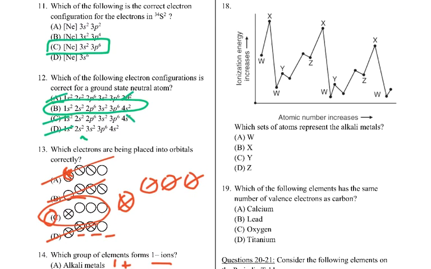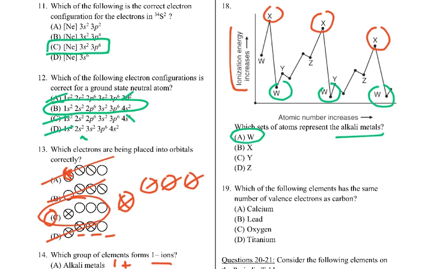Okay, 18, here's a kind of a strange graph, and that is the ionization energy of the different elements. Now the ionization energy, we know as you go across any row of the periodic table that the ionization gets higher and higher. So the noble gases have the highest, the alkalis have the lowest. So if you look at this graph, every time you get to a peak, that's a noble gas. And every time you have a little valley, those are the alkali metals. And so we're asking who are the alkali metals? Answer is W. If we were asking for the noble gases, it would be X.